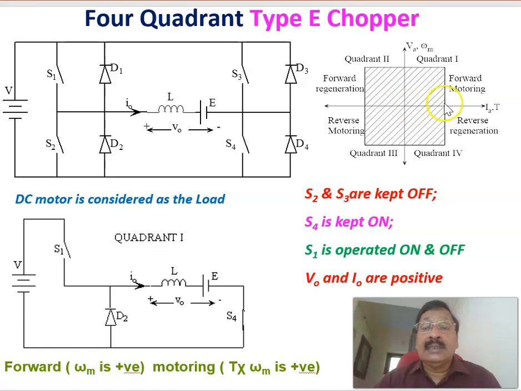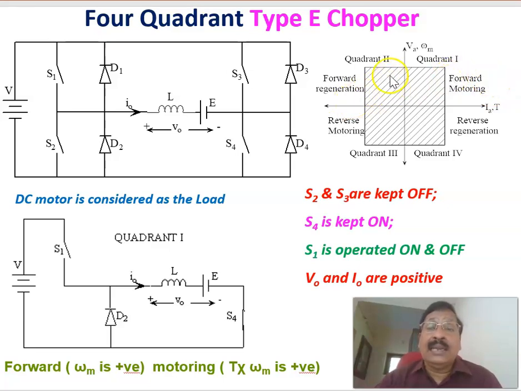Here, T is proportional to the current Ia, and omega is proportional to the voltage. In the electrical plane, this is the current axis and this is the average voltage axis. And in the mechanical plane, this is the torque axis and this is the omega m axis. T into omega positive means motoring action, and omega m positive means forward. Therefore, this mode of operation is called forward motoring, since omega m is positive, forward, and T into omega is positive, motoring action.